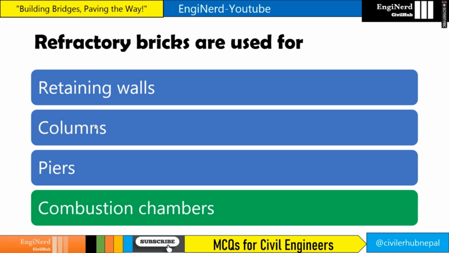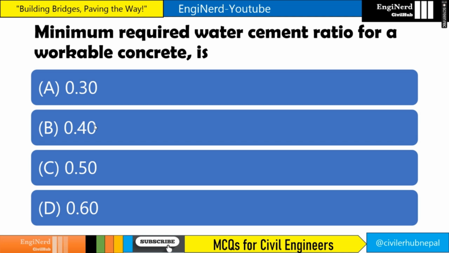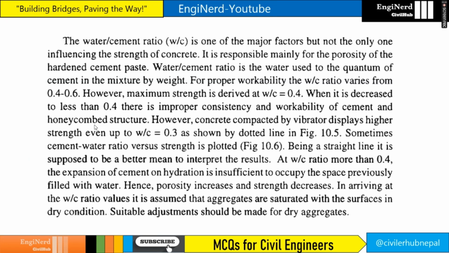Refractory bricks are used for combustion chambers, right? Because they need to withstand high temperatures. Minimum required water cement ratio for a workable concrete is 0.40, right? So for proper workability, the water cement ratio varies from 0.4 to 0.6 and minimum is 0.4.